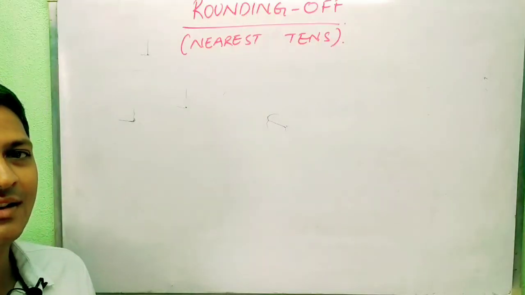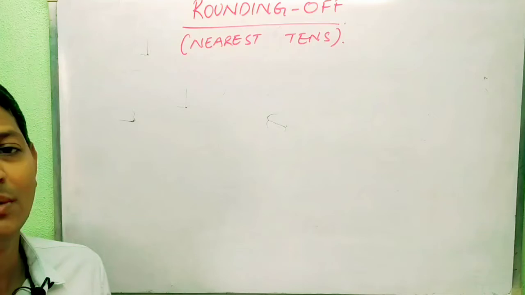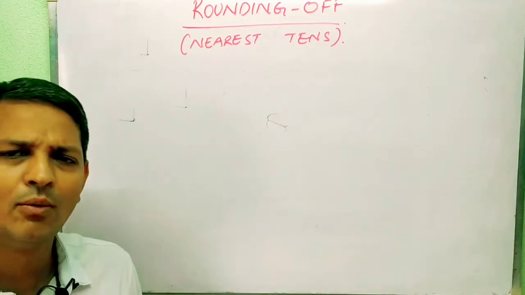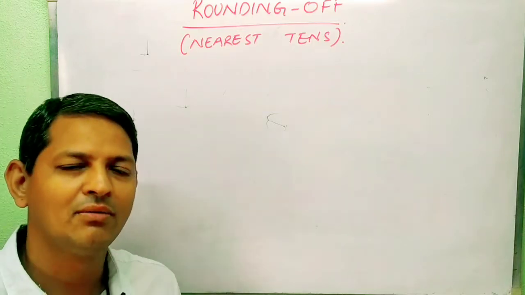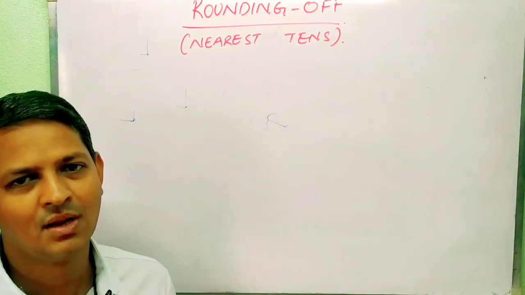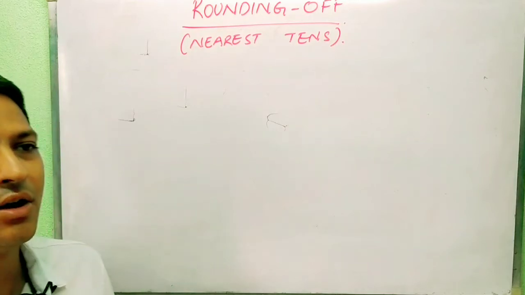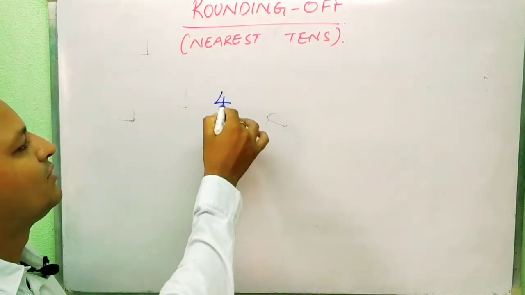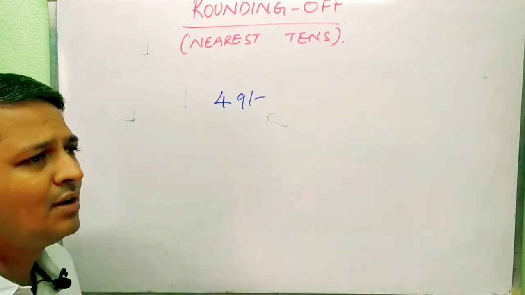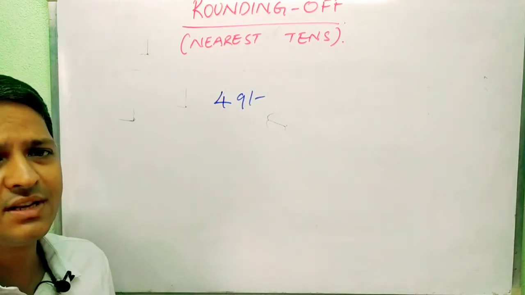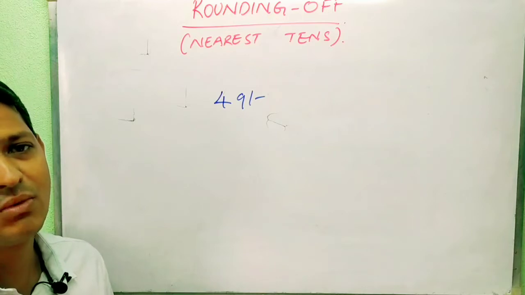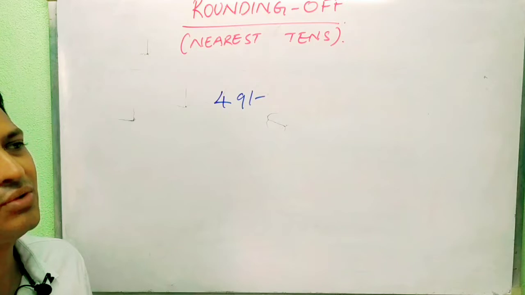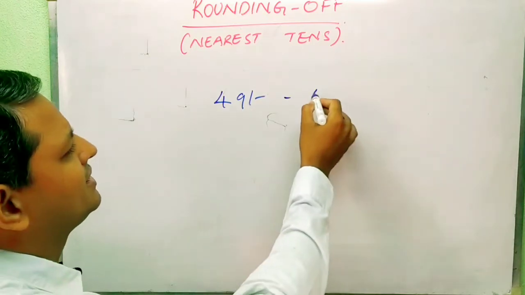Hi children, in this video we are trying to understand about rounding off to the nearest 10. What is this rounding off and when do we do this rounding off? Let us suppose that you have gone to a bookstore to buy a book and that book costs 49 rupees. After 2 weeks or 3 weeks, some of your friends have asked you what is the cost of the book and you have not remembered the price exactly. So you have told approximately that it is 50 rupees.